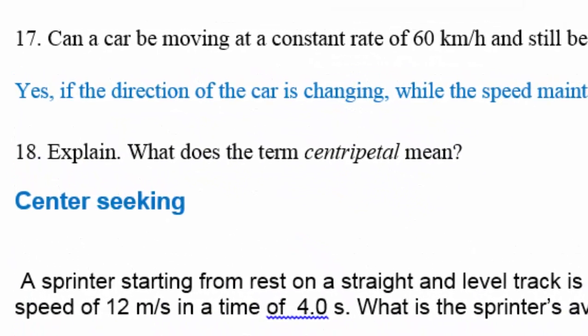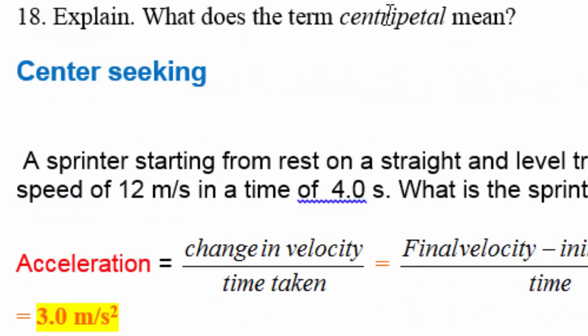Also, a question about centripetal acceleration, or what centripetal means. Centripetal means a motion that seeks the center of a circle, usually circular motion or close to circular motion, like the orbit of planets or the orbit of satellites around the Earth, where the direction of the acceleration is always toward the center of that circular motion. And we'll talk about that more in lesson number 6.